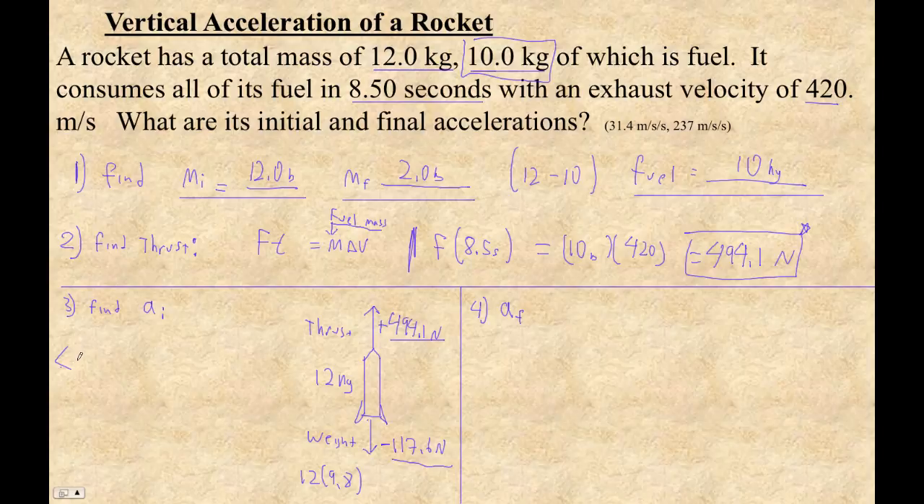So we go 494.1 minus 117.6. That's going to equal 12 times A. And now we can solve for A. So here we go. I'm going to go 494.1 minus the answer I just got. I get 376.5 is 12A, and now I just have to divide by 12. I'm so excited. Okay, I get 31.4 roughly meters per second squared. It's 31.375.